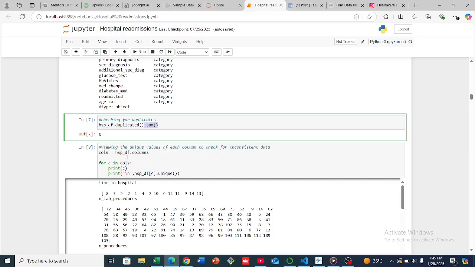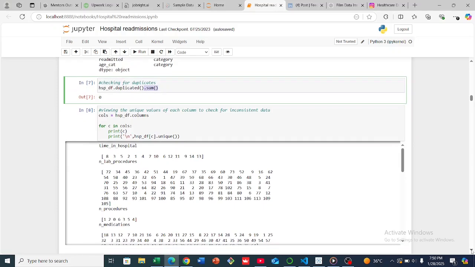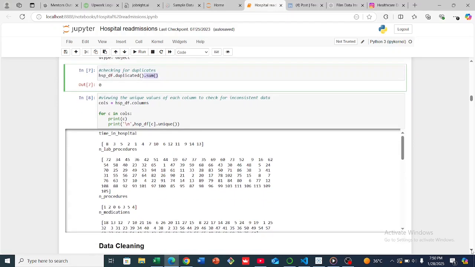When I was done with that, I went ahead to view the unique values of each column to check for inconsistent data, because we have a whole lot of data, like 25,000 rows, so there might be some inconsistent data. So for me to be able to view the inconsistent data within this data set, I use the unique method to identify those unique values, so that I can see which one is inconsistent among them.